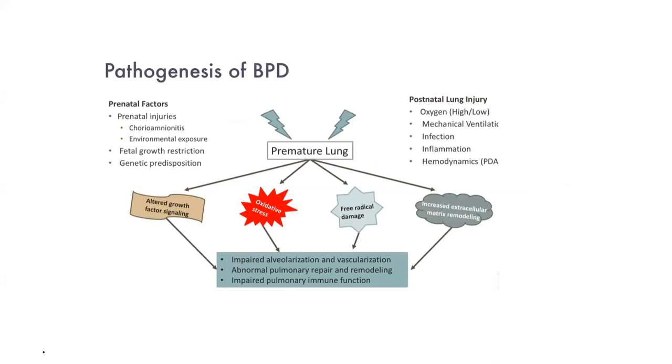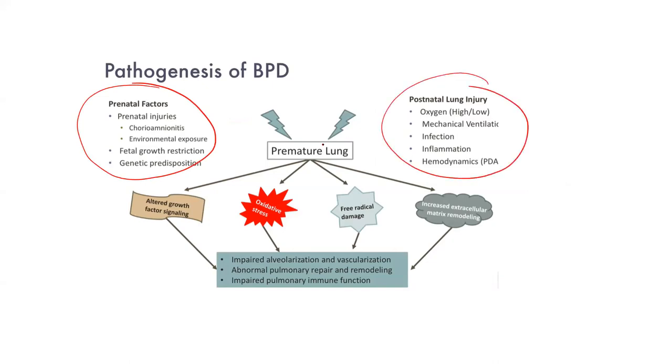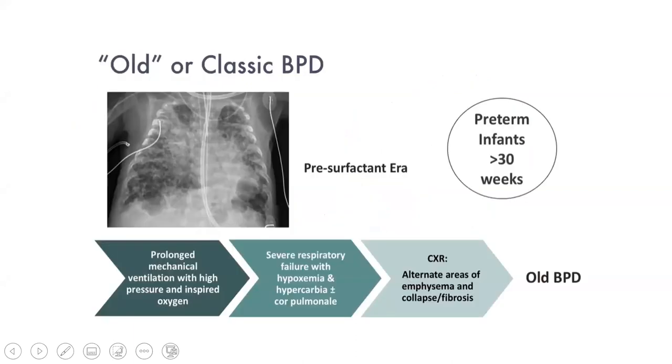So we said prematurity is the main risk factor. Antenatal factors, we discussed those. Postnatal factors, we discussed: altered growth factor signaling, oxidative stress, free radicals released from oxygen, and increased extracellular matrix remodeling. All of this causes bronchopulmonary dysplasia, which is impaired alveolarization and vascularization, abnormal pulmonary repair and remodeling, and that ends up in PPHN or pulmonary hypertension and impaired pulmonary immune function. That's the picture of the pre-surfactant era. So that's before surfactant time. Usually we said more than 32 weeks or more than 30 weeks gestation.